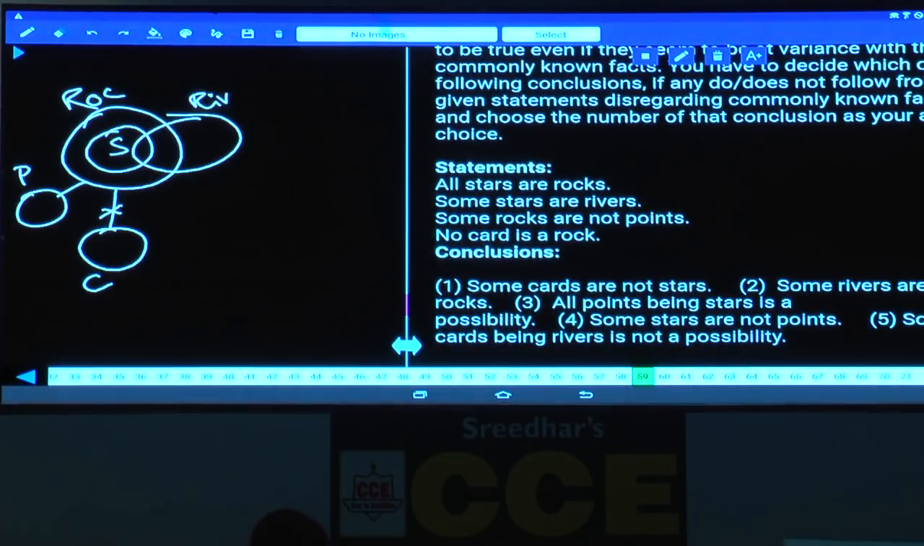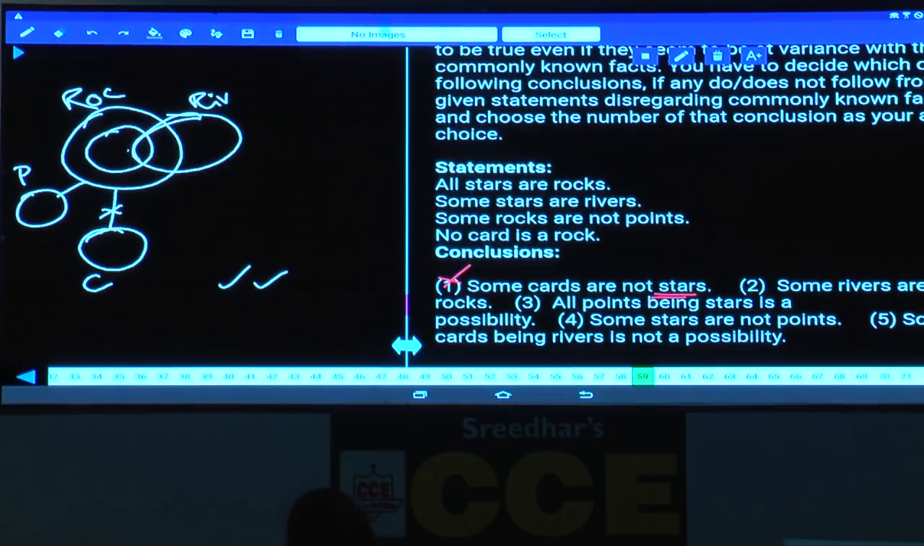Can it be definitely true? Yes, sir. As of now, no chord is a star, which implies that some chords are not stars is true at least once. As it is true once, it cannot be false forever. Some rivers are rocks, that is definitely true, river and rock. As it is true once, it cannot be false. All points are stars is possible. Tell me whether I can prove all points into stars or not.